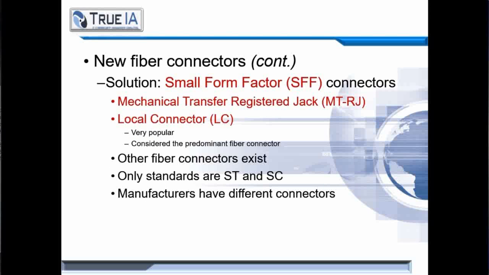So the solution is a small form factor connector referred to as the MTRJ and the LC. The MTRJ is the mechanical transfer register jack, and the LC the local connector. The local connector has taken on as kind of the de facto standard. And understand there are different fiber connectors available because manufacturers have created different types of connectors. However, the only 2 official IEEE standards are the ST and the SC.